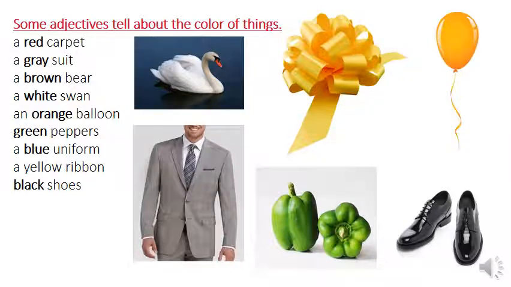Now we move to the adjectives that describe the color of something, okay? So we can say this carpet is red, a gray suit, a brown bear, a white swan, an orange balloon, green peppers. So colors are also adjectives, okay? The second kind of adjectives describes the color of things. So till now we have two kinds of adjectives: the adjectives that describe the size of people or things, and the adjectives that tell about the color of things. So colors in general are adjectives.